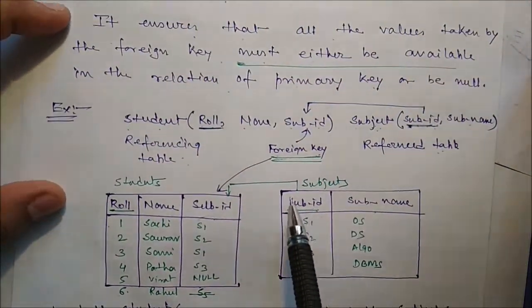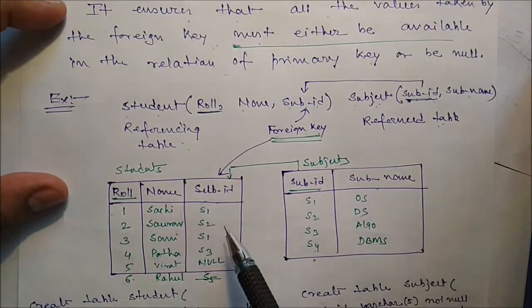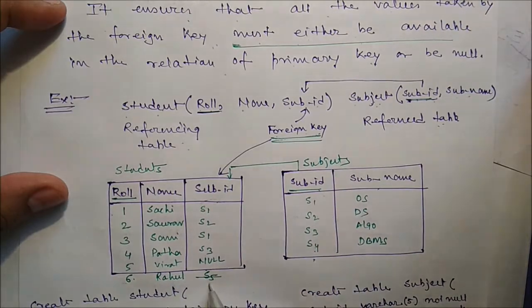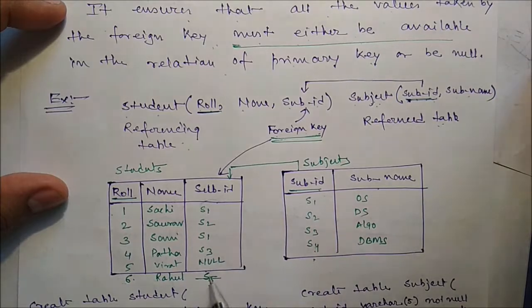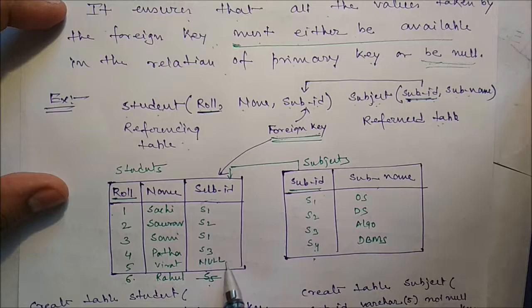So the referential integrity constraint ensures that all the values taken by the foreign key must either be available. S1, S2, S3 are available, but S5 is not available. So we cannot put S5, or if it is not there, we can put null here.